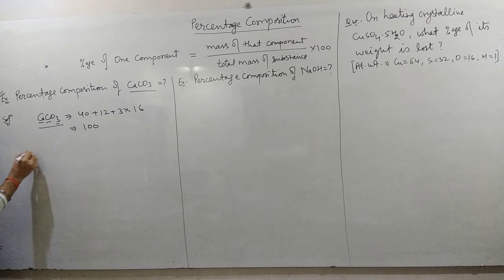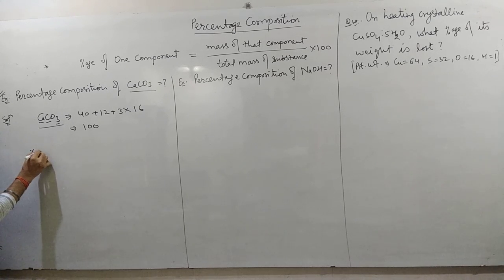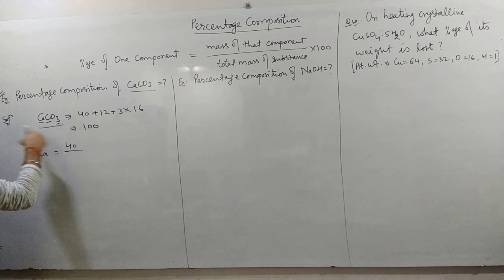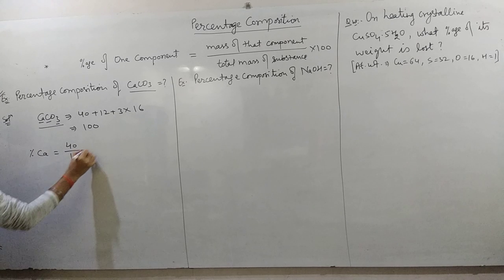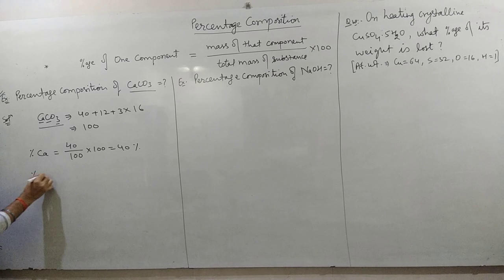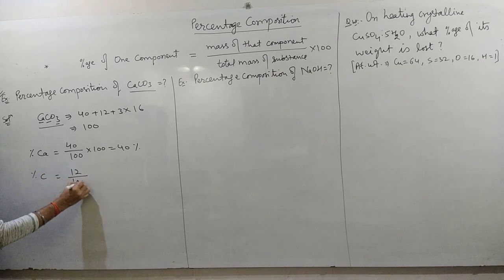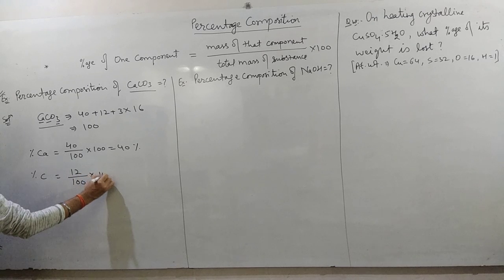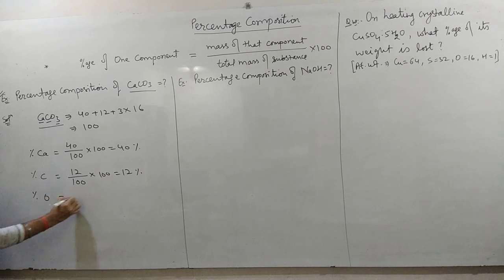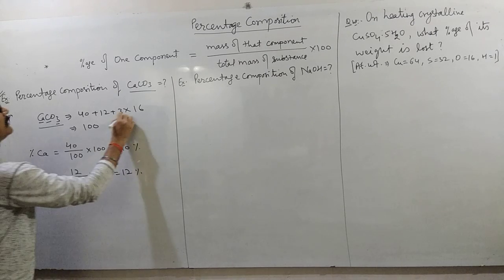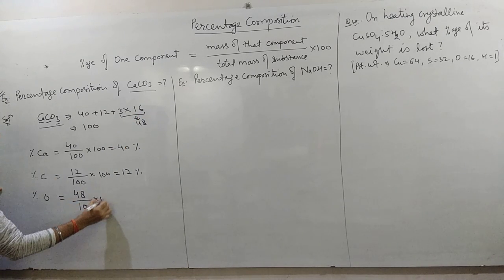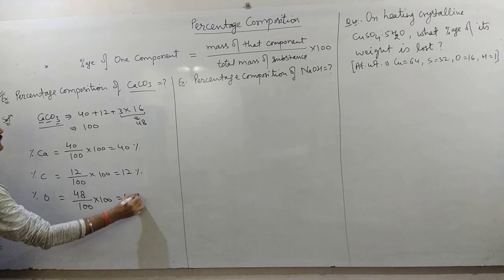calcium carbonate. So, percentage of calcium is equal to mass of calcium divided by total mass of calcium carbonate into 100, that is 40%. And similarly, percentage of carbon is mass of carbon upon total mass of the compound into 100, that is 12%. And finally, the percentage of oxygen is mass of oxygen, 48, out of 100 multiplied by 100, so it is 48%.